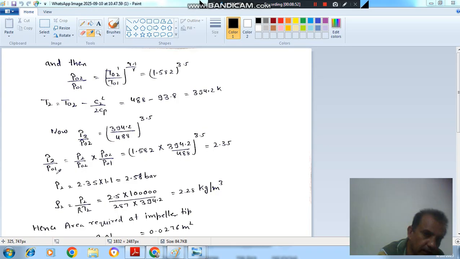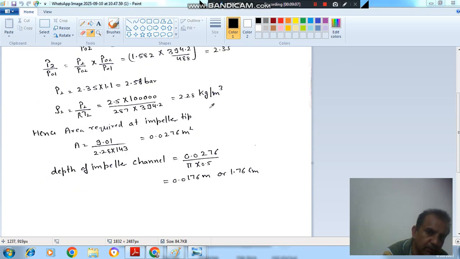Now we have P01, so we can calculate P2. So from P2 and from T2 we can calculate ρ2. So ρ2 will come out as 2.28 kilogram per meter cube, and we have the mass flow rate that we have calculated in the previous section, that is 9.01. So the area required at the impeller will be mass flow rate divided by rho by velocity.